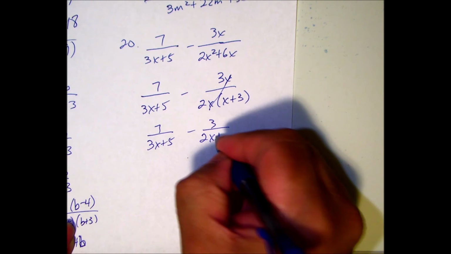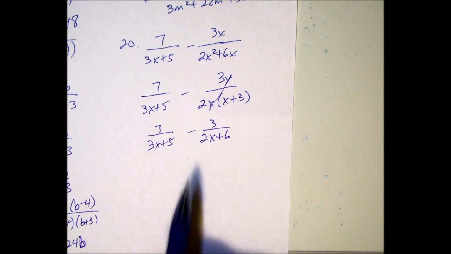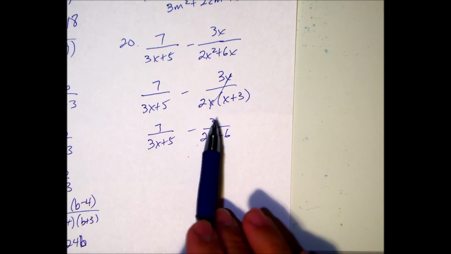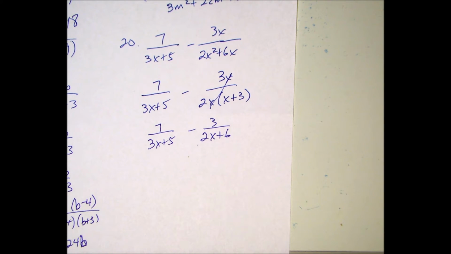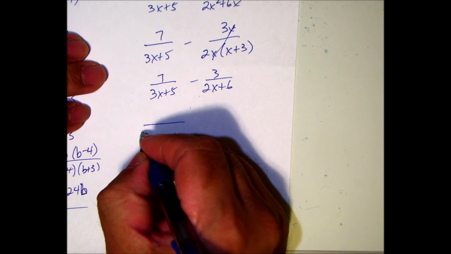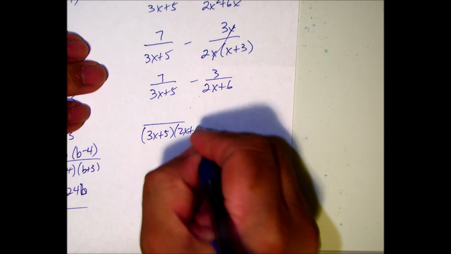I'm going to go ahead and put it back in. Why did I put it back in? Well, it really didn't do any good having it out there, right? It wasn't reducing with anything in the numerator, so I went ahead and put the 2 back into the x plus 3. Alright, so now the common denominator is 3x plus 5 times 2x plus 6. So that's the common denominator.